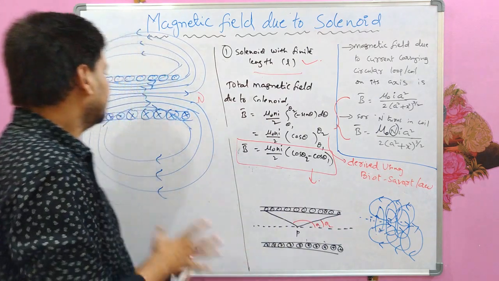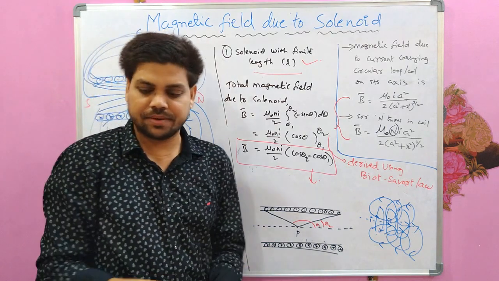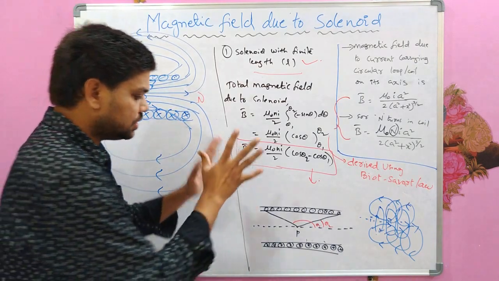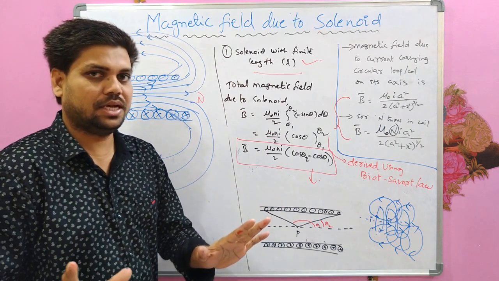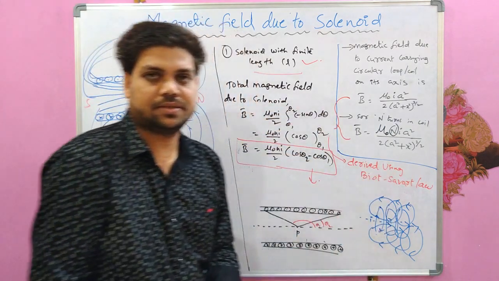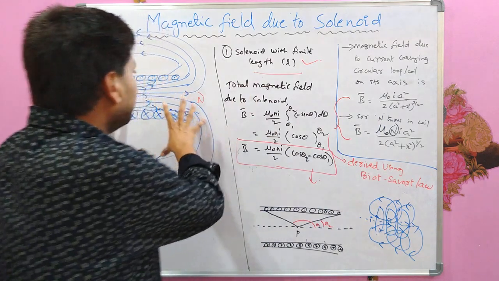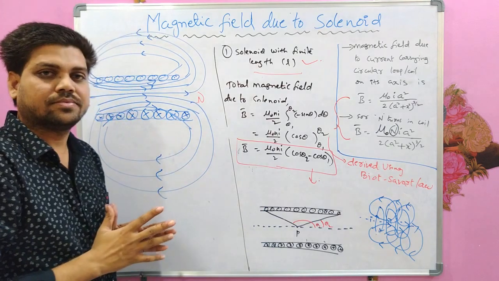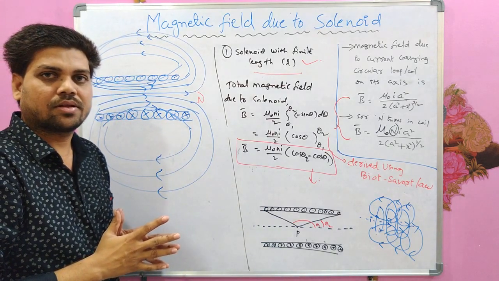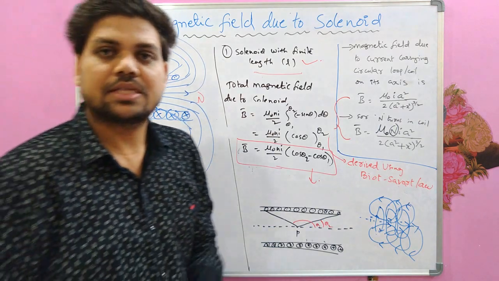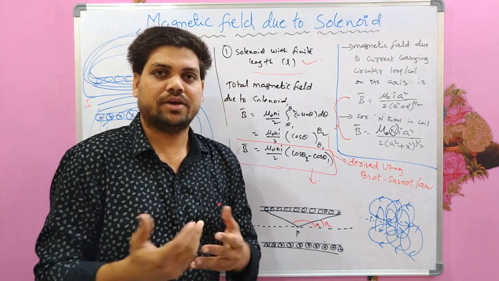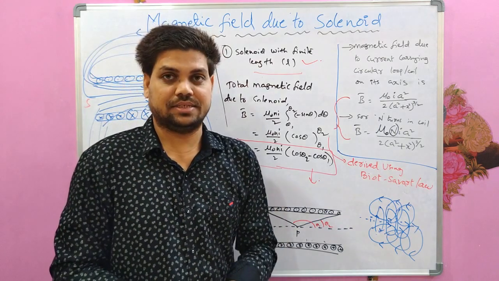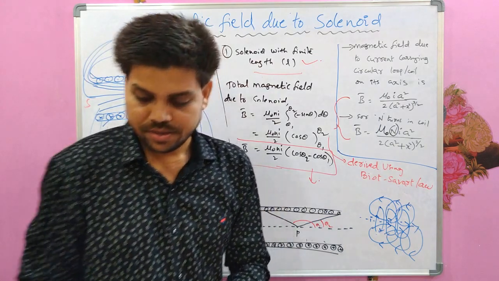Okay, so this is how the magnetic field lines or magnetic field direction can be predicted, that too using the current direction. If the current direction is changed, everything will be reversed. Okay, so this is about the finite solenoid, the solenoid with finite length. And now we will see the second case, where the solenoid has infinite length.